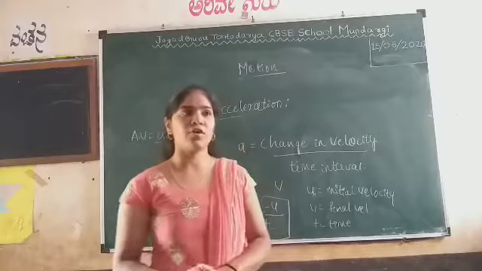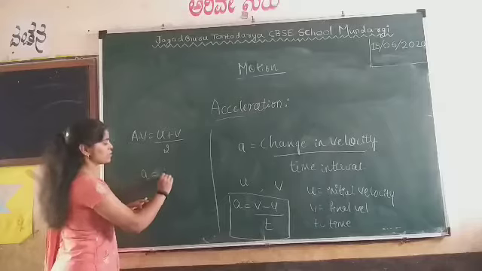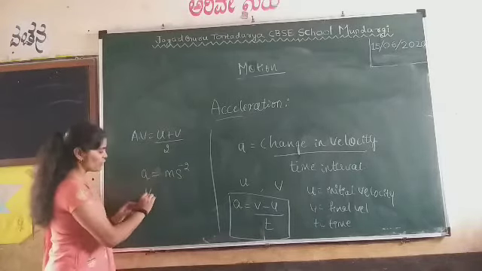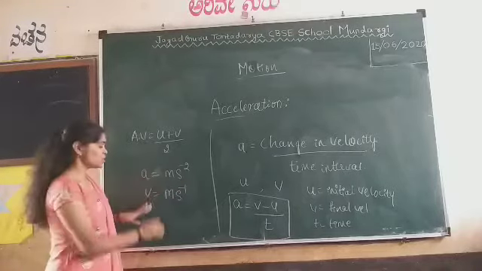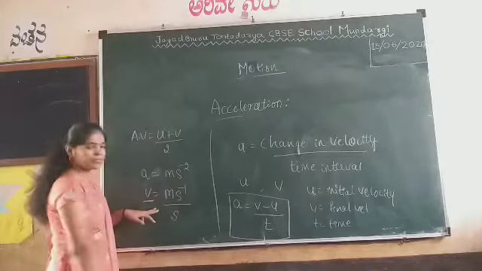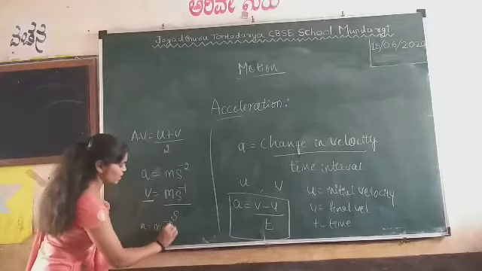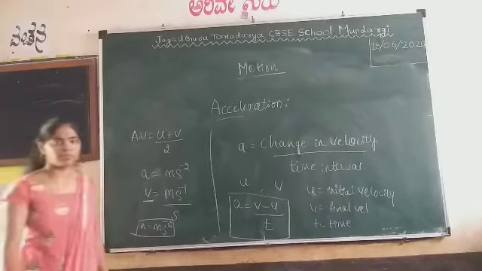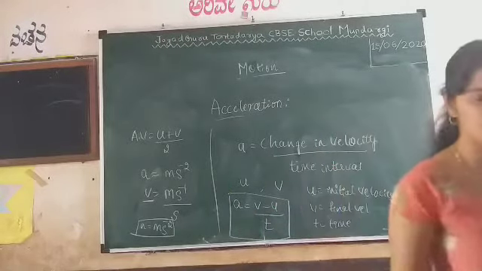The acceleration unit is meter per second square, because the SI unit of velocity is meter per second. Here acceleration is the change of velocity with respect to time. So we can write a equals meter per second square. So the SI unit of acceleration is meter per second square. Now we are going to solve some problems regarding acceleration.